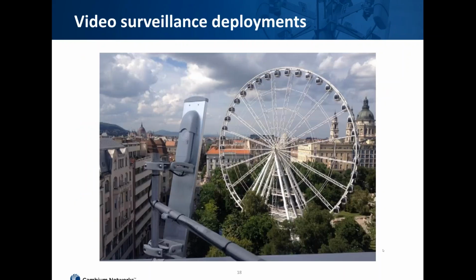So, nearly at the end here. This is just a few images of some video surveillance deployments, some of my favorites. This is an ePMP access point in Budapest. This is providing the downtown video surveillance CCTV network in the city. So this is the AP overlooking this rather nice Ferris wheel in the middle of town.